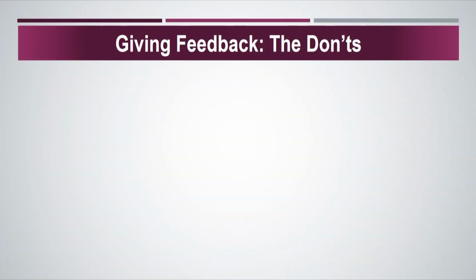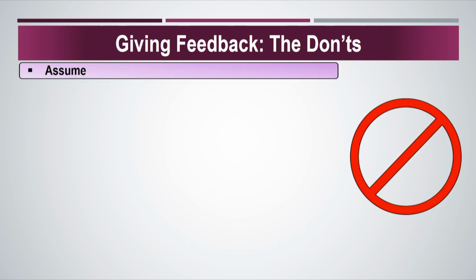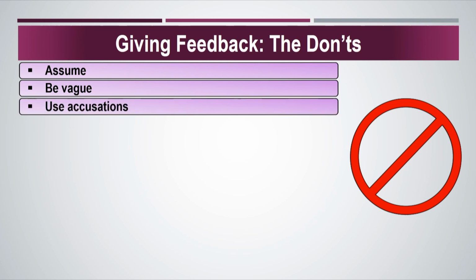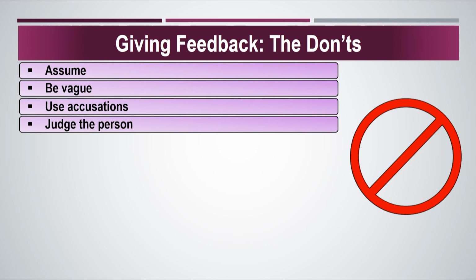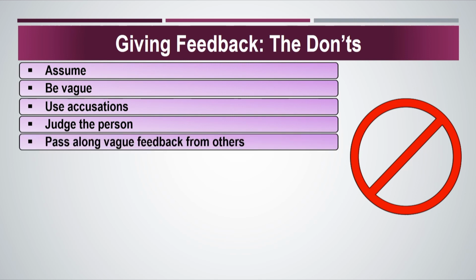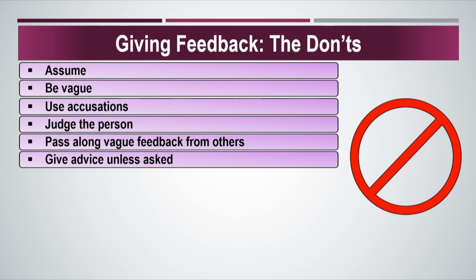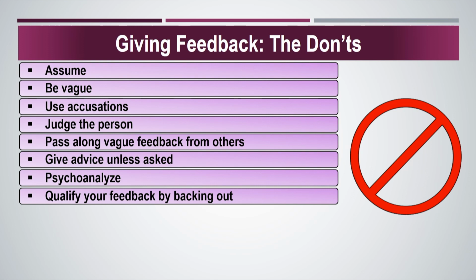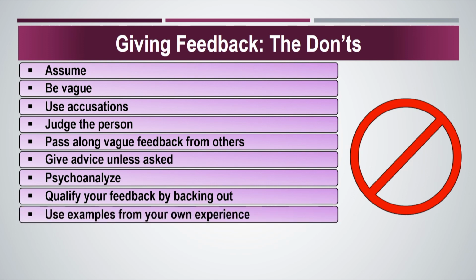Some of the don'ts in giving the feedback. These don'ts are: don't assume any situation, don't assume any behavior, don't assume the impact. Don't be vague, don't use accusations, don't judge the person, don't pass along vague feedback from others, don't give advice unless asked for, don't psychoanalyze the personality of the individual, don't qualify your feedback by backing out. Don't use examples from your own experiences. These examples should be based on the experience of the individual to whom feedback is being given.